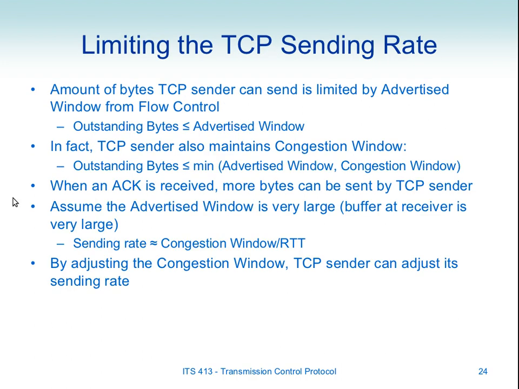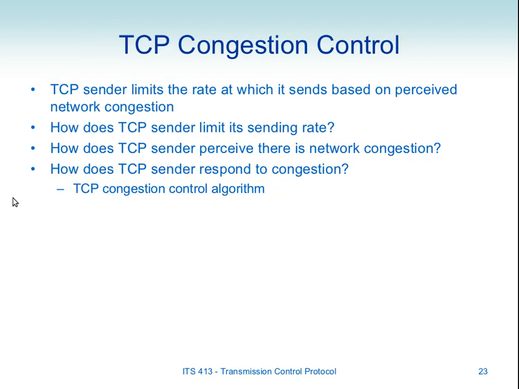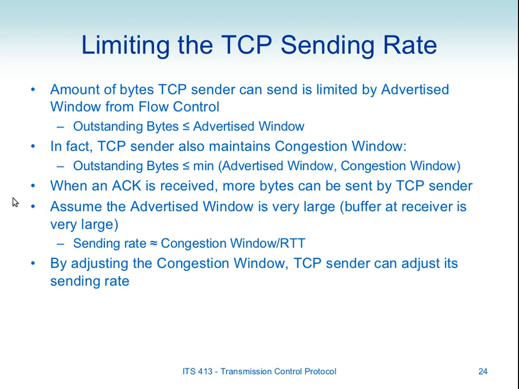How do we limit the sending rate? We need to go back to some basics of TCP. So the idea is that the sender controls its sending rate depending upon the amount of congestion. But how do we control the sending rate of a host? And we need to go back and understand how the sliding window mechanism works.